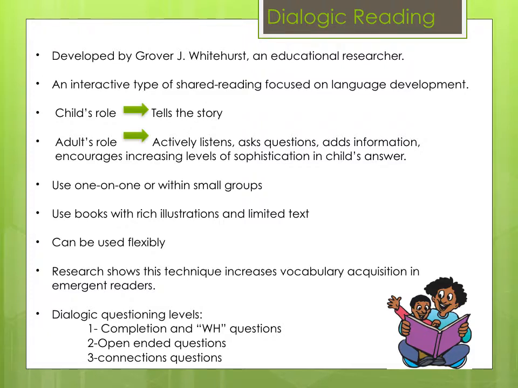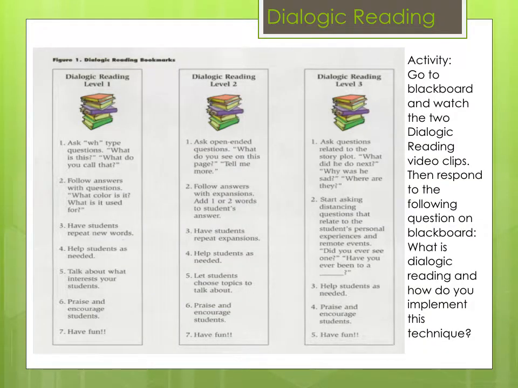Level 3 is expansion and connection questions, so connecting what they've read in the text to their own life, or reading between the lines type of questions. And we'll go into more of that next. So this slide shows 3 really great bookmarks from an article by Kylie Flynn. And these bookmarks really show the details of how to implement the level 1, 2, and 3 questioning of dialogic reading.